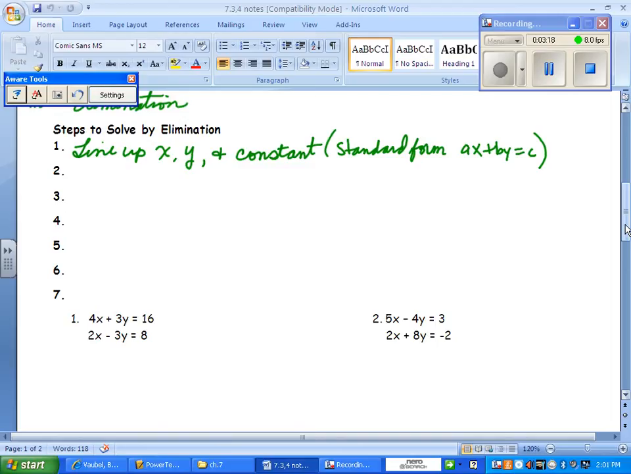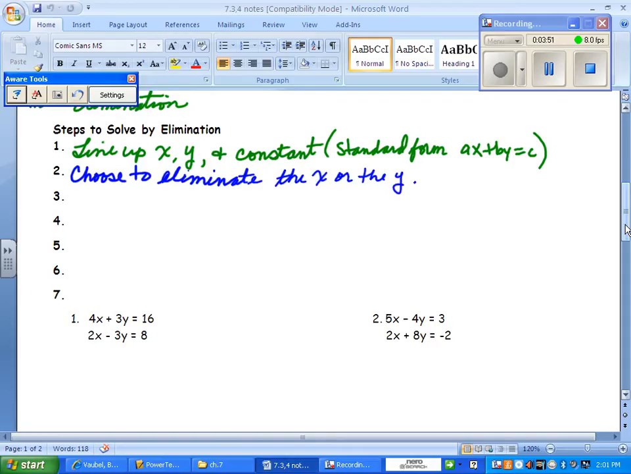Second step is you're going to choose to eliminate the x or the y. You get to choose. Choose to eliminate, that's an E. Okay, eliminate the x or the y. Your choice, but make it easy on yourself.